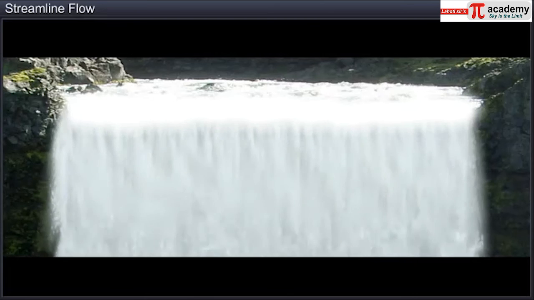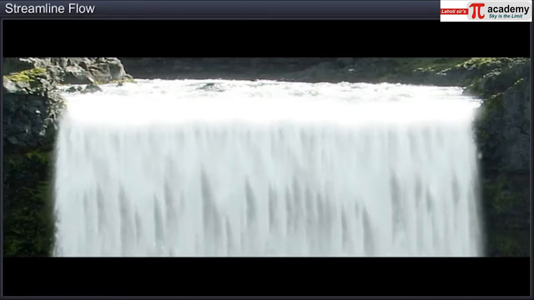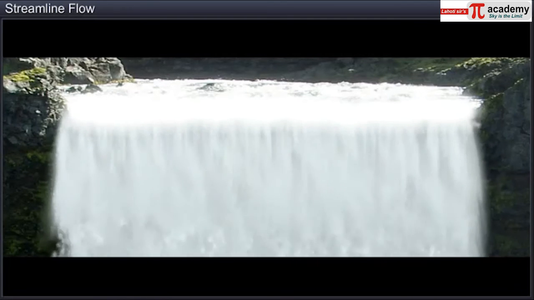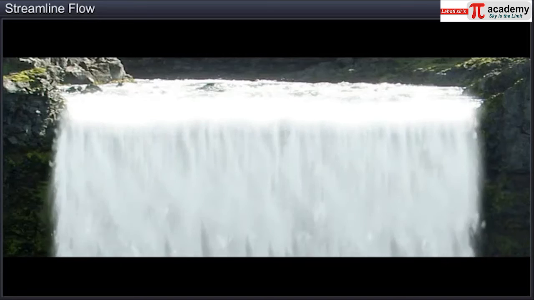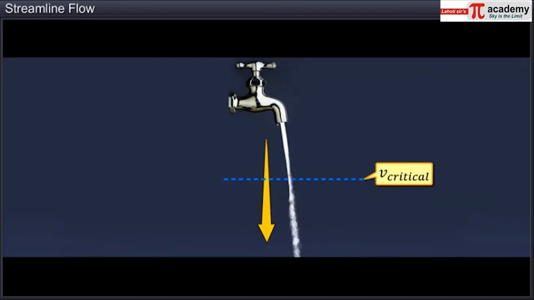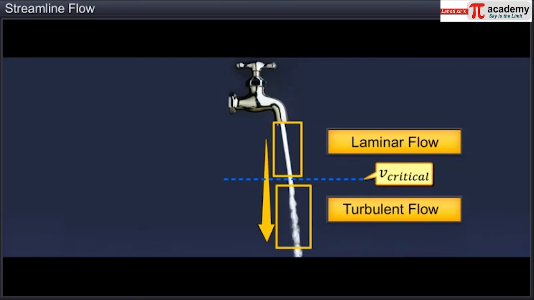The speed or the direction of the flow varies in turbulent flow. Thus, the motion of water in a waterfall or a fast-flowing river is turbulent. In the case of water flowing out of a tap, the velocity of water increases as it descends. Thus, at a particular point, the velocity of the water crosses its critical velocity and the flow of water changes from laminar to turbulent.